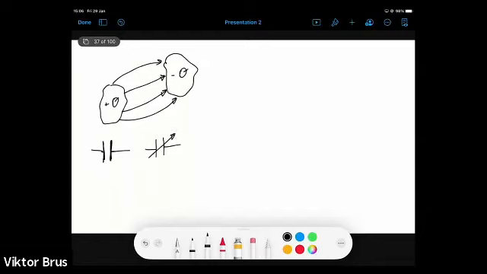Also, you may see a sign like this with an arrow, and that means a tunable capacitor. You can change the capacitance of this capacitor, and that could be useful either to tune some electric circuits or to tune some resonant LC circuits, and go in resonance with some external electromagnetic signals. We will talk about this in the future, but these are the two most common ways capacitors are shown on electric circuits.